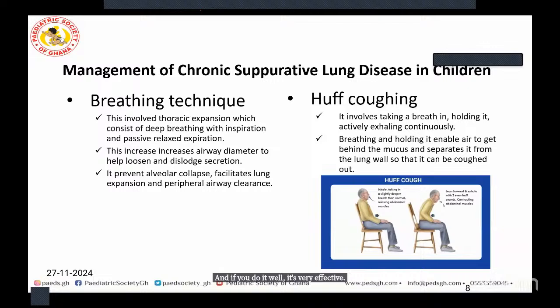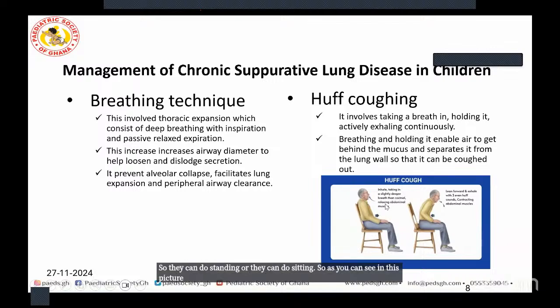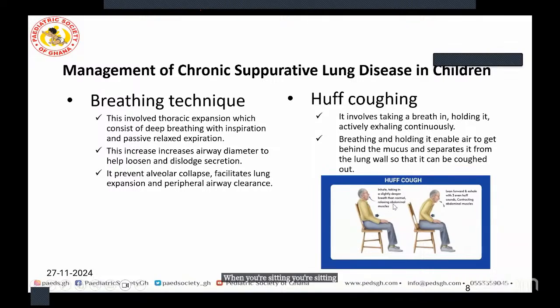So they can do it standing or they can do it sitting. So as you can see in this picture, when you're sitting, you inhale, taking a slightly deeper breath than normal. Then you exhale, holding your abdomen. They say if you hold your abdomen, then you can cough out.